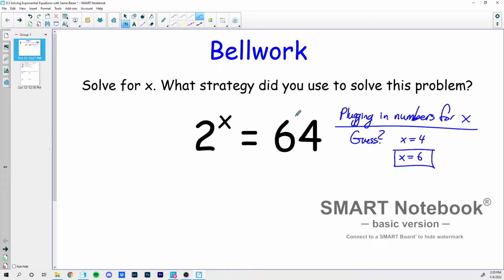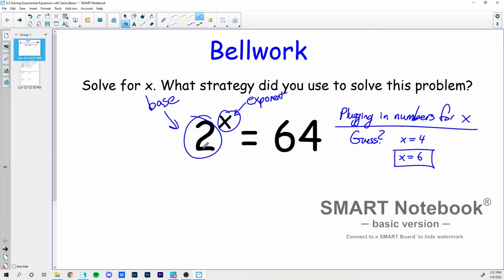The strategy for today is to rewrite this problem so that there's the same base on both sides of the equation. If you don't know what a base is, this number right here would be our base. This value, which is an x, would be our exponent. We know what an exponent is. Whatever number your exponent is branching off of, that's the number we call the base. The base is there, and the exponent comes off of it.